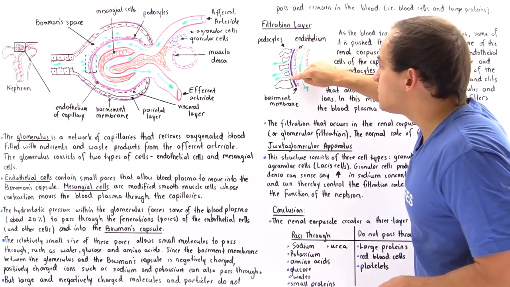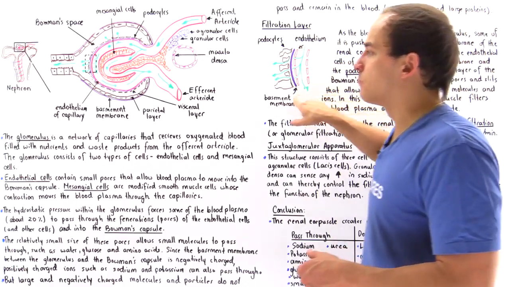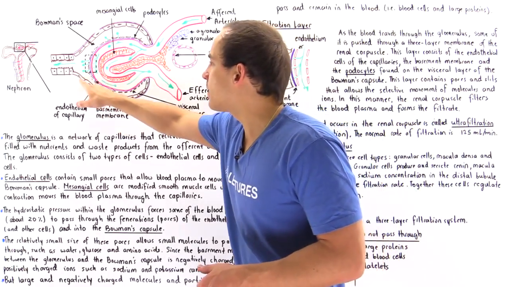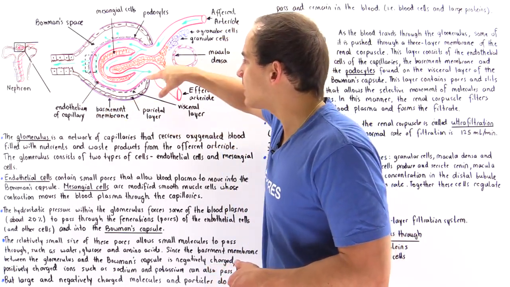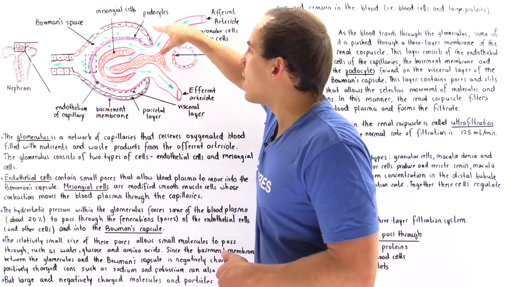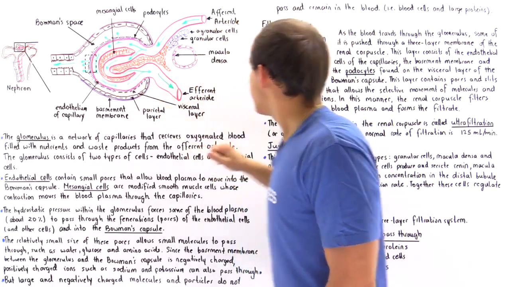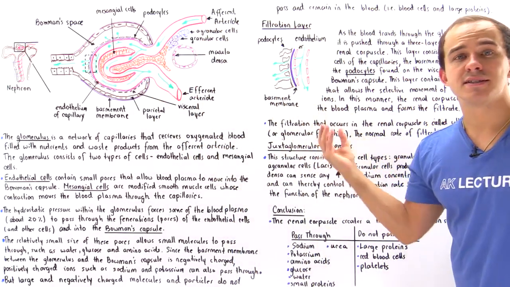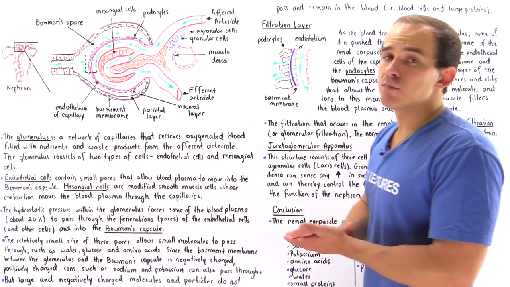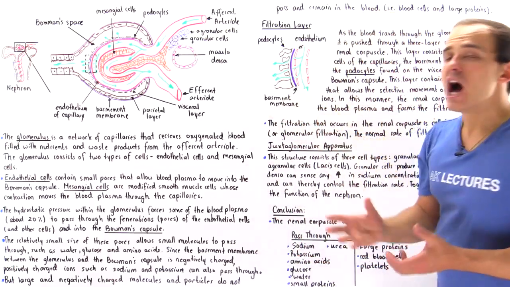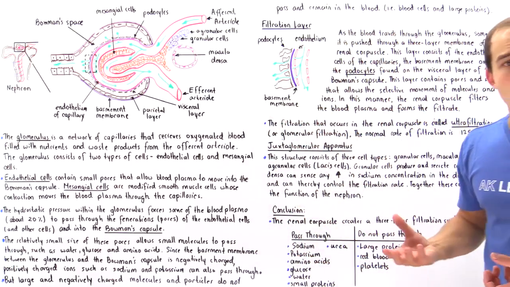Now, this purple section is the basement membrane that is shown in this diagram. It's this purple outline that goes all the way around our Bowman's capsule. So this purple layer is the basement membrane. It consists of a network of proteins and it contains a negative overall charge.